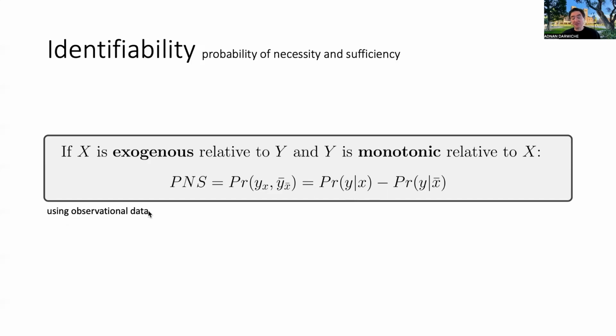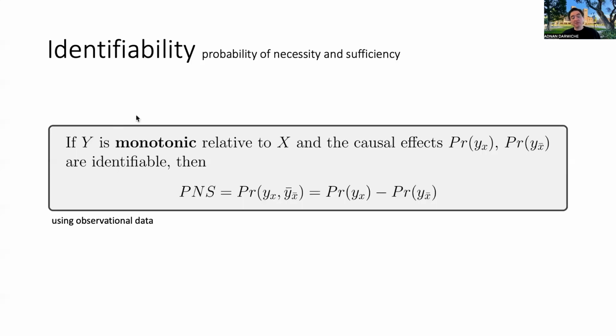This is using observational data, because these quantities you can get from observational data. So this is an example of an actual point estimate based on observational data and under these two particular conditions. Okay, now I'm going to show you a version of this which would not require this. And let's look at it. It will only require monotonicity.